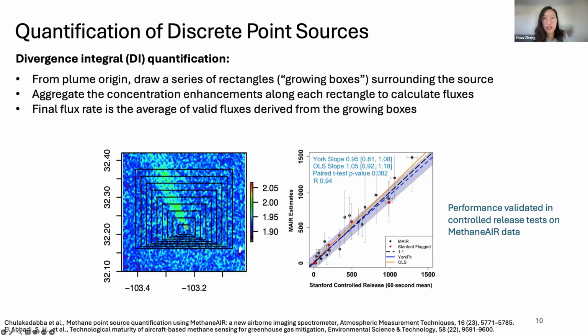So the performance of this method has already been validated in previous control release tests using MethaneAIR. And the right figure here just shows the MethaneAIR with DI quantification achieved pretty good accuracy compared to the ground truths.